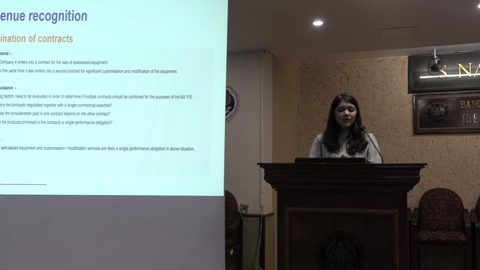Second, does the consideration paid in one contract depend on another contract? Are there any discounts relating to both contracts, like, if you do the second contract with me, your combined consideration would be this much, and if you don't do the second contract, then the consideration would be this much? All those factors also need to be taken into consideration. Third, are the products promised in the contracts a single performance obligation? Again, we'll have to go back to the definition of performance obligation. We'll have to see whether these are distinct performance obligations or a single performance obligation, and then conclude whether the contracts should be taken together or considered separately.